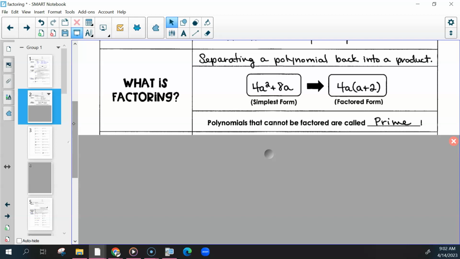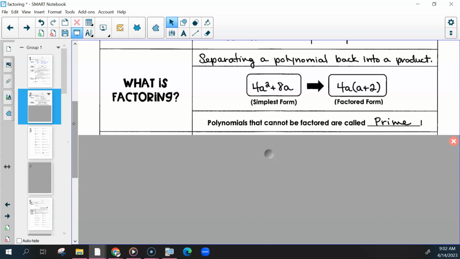So we were just distributing. Now we're basically undoing that, and that's called factoring, where we separate a polynomial back into a product. So we're going to be given what looks like the simplest form and have to factor out or divide out what they have in common to get it back to a factor form.